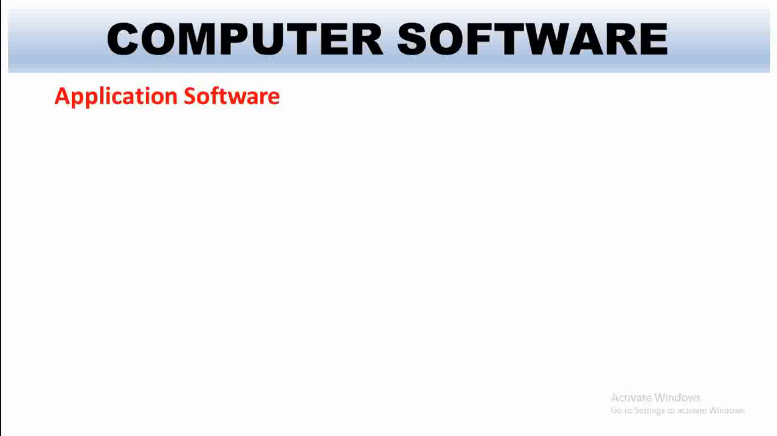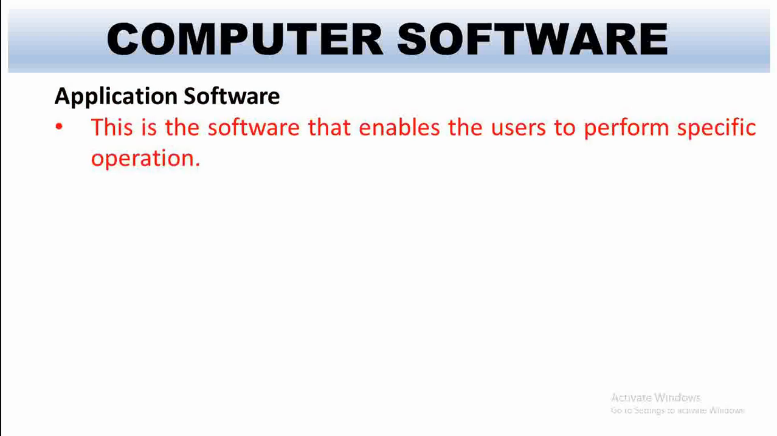But if you are talking about the application software, that is where we are really going. This is the software that enables the user to perform specific operations. So the kind of application that you are going to install on your system depends on what you want to be using the system for.